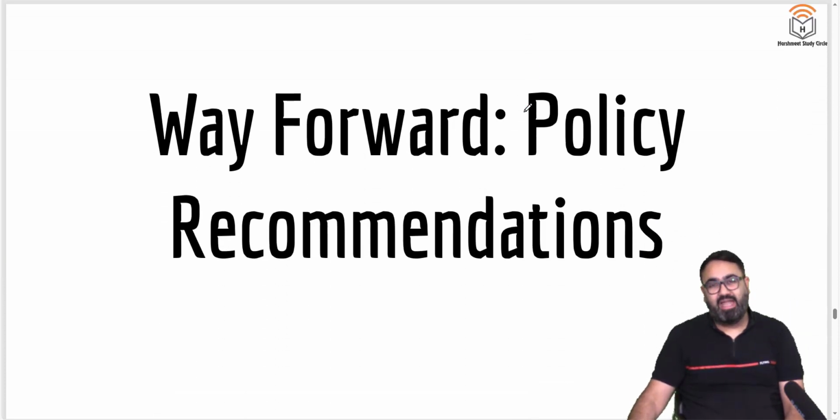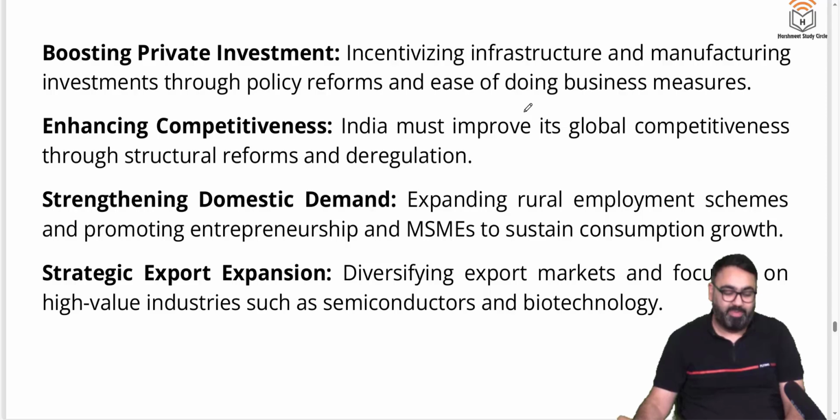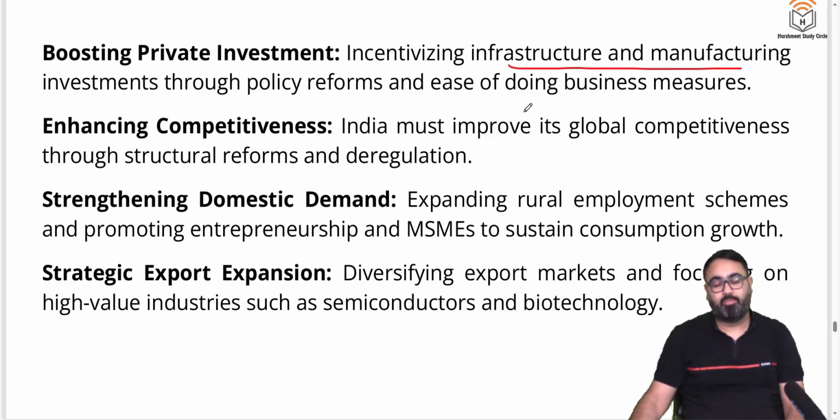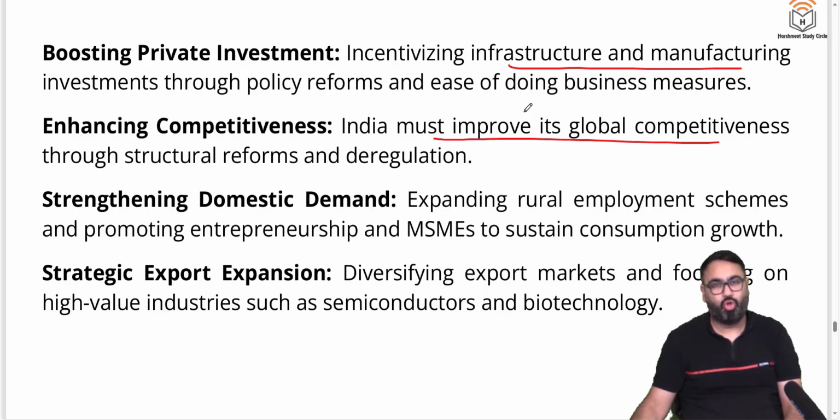Then the first chapter ends by giving some policy recommendations to be followed moving forward. It says, number one, we should boost private investment, especially in the field of infrastructure and manufacturing. We should make it lucrative for private businesses to invest. We should enhance competitiveness. Structural reforms should be introduced, so that if an outside investor wants to come in, they have enough confidence in our market.